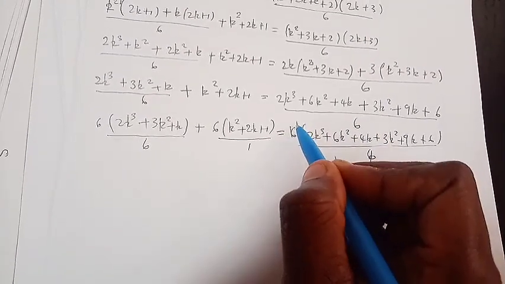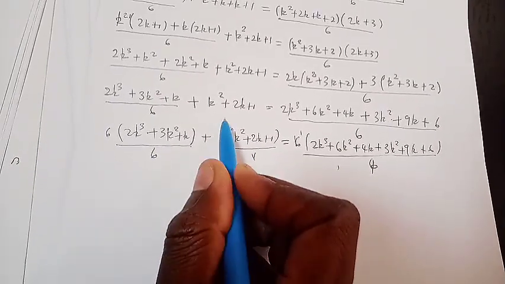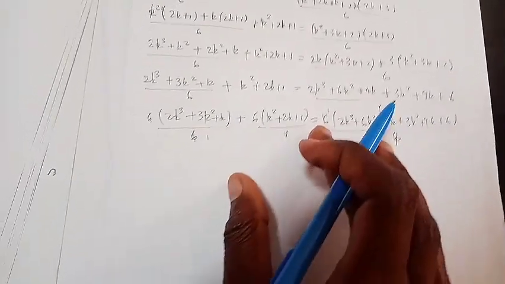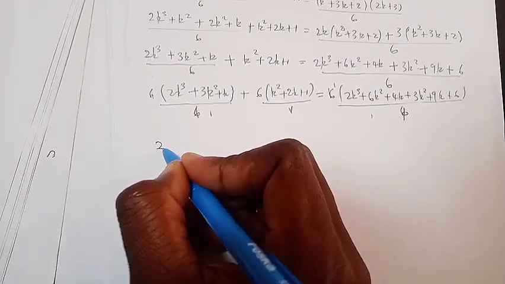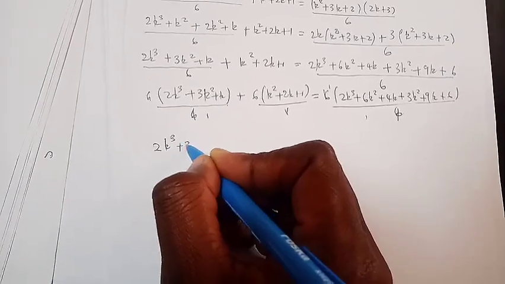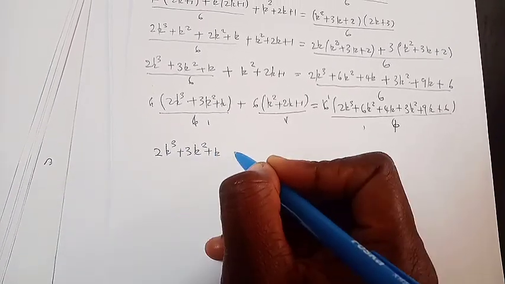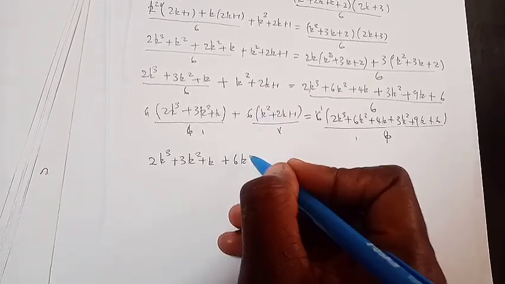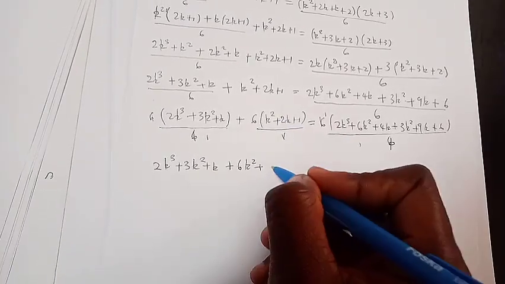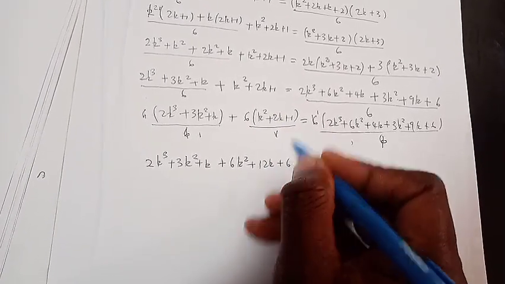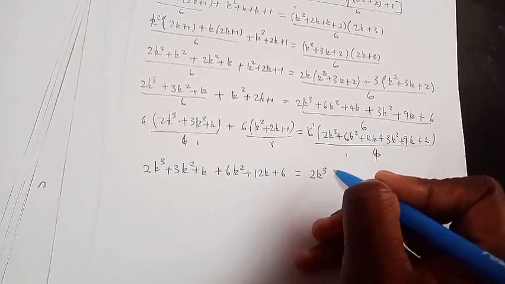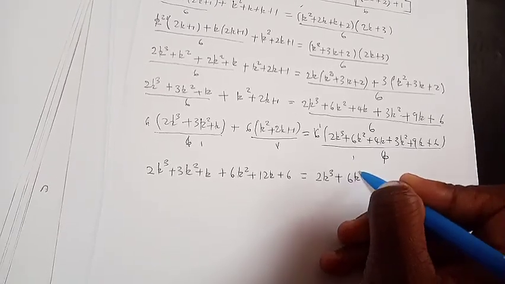So if this 6 divides this 6, we get 1. If this 1 divides this 6, we get 6. If this 6 divides this 6, we get 1. So I will rewrite the expression again. We are left with 2k cubed, to remove the brackets, 3k squared plus k, plus 6 multiplied by k squared, we get 6k squared, plus 6 multiplied by 2k, we get 12k, plus 6 multiplied by 1, we get 6. Then here we rewrite the expression as well, since it's being multiplied by a 1.